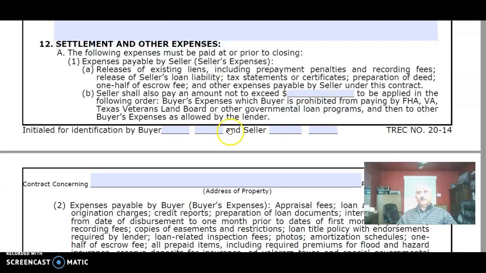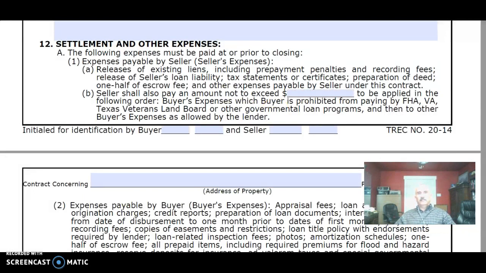Line 12, this is a very important box. This is an amount that says you're going to pay the buyer's closing costs, so it's going to affect your bottom line. You may be willing to do that if the price is right, but if there's an amount in this box, you need to consider it.